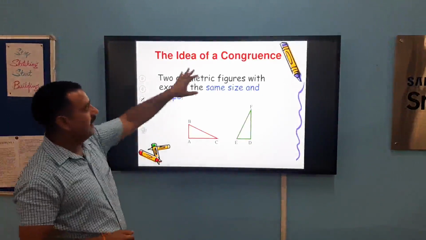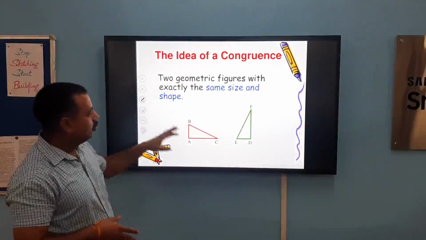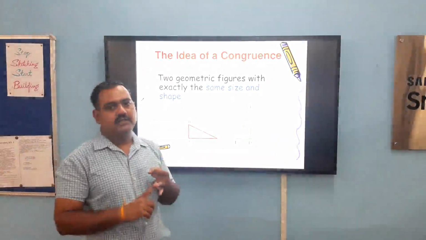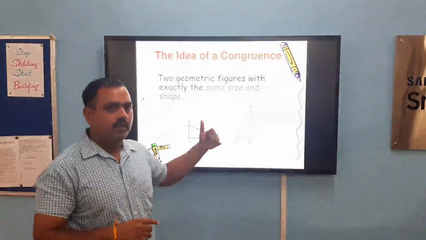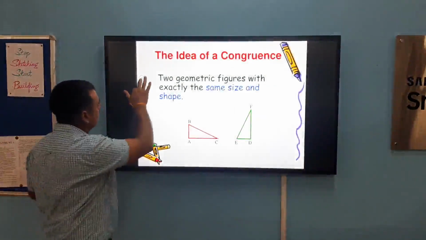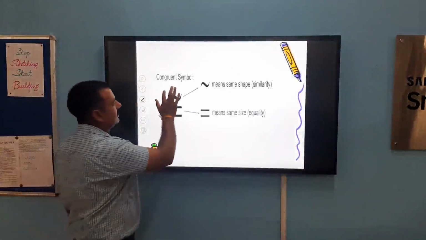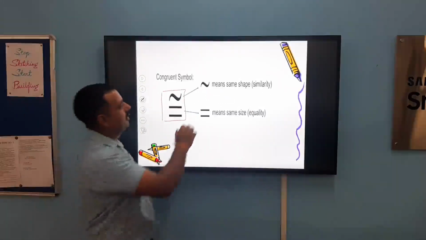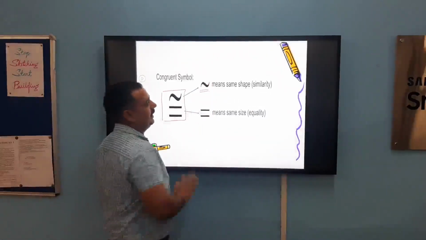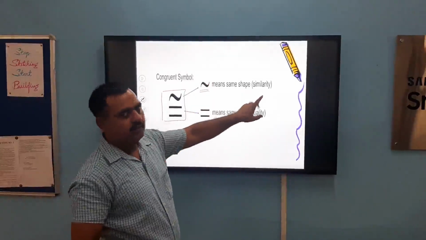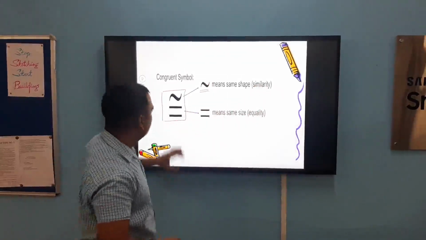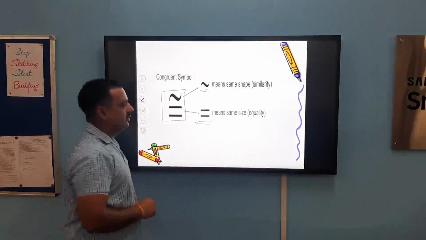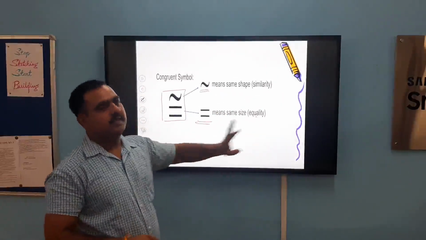Now first of all, the idea of congruency. Two geometrical figures which have the same shape and same size are said to be congruent to one another. Here this is the symbol of congruency. This symbol includes the upper part, which means same shape and resembles similarity, and the lower part, the symbol of equality, which means same size and represents equality.